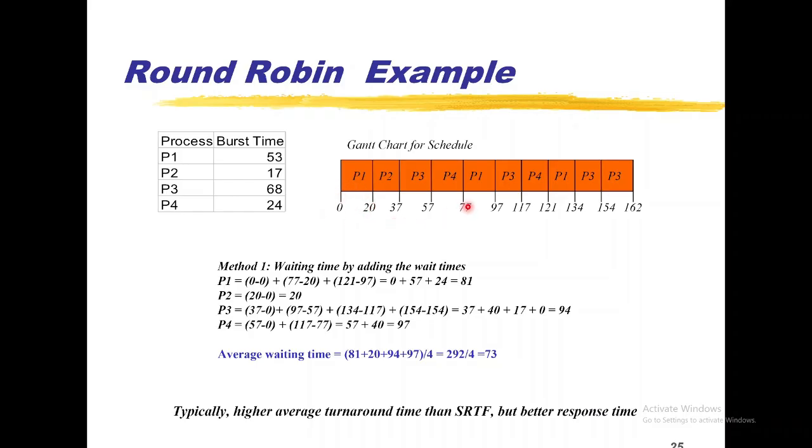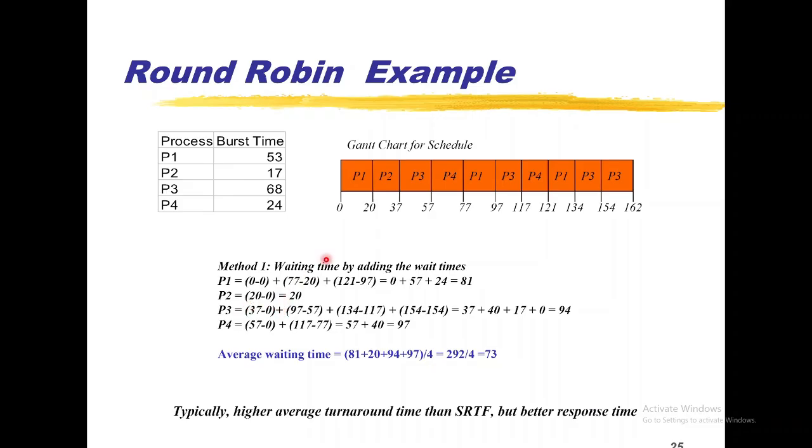It was picked again at 77, so that is the next time it was picked minus 20. Remember, it had already done 20 seconds, so we remove that 20 seconds from it. Then the next time it happened again, we had 121 minus 97, which was when P1 was picked again. So we now had 0 plus 57 plus 24, and that gives us 81 as the time it waited.